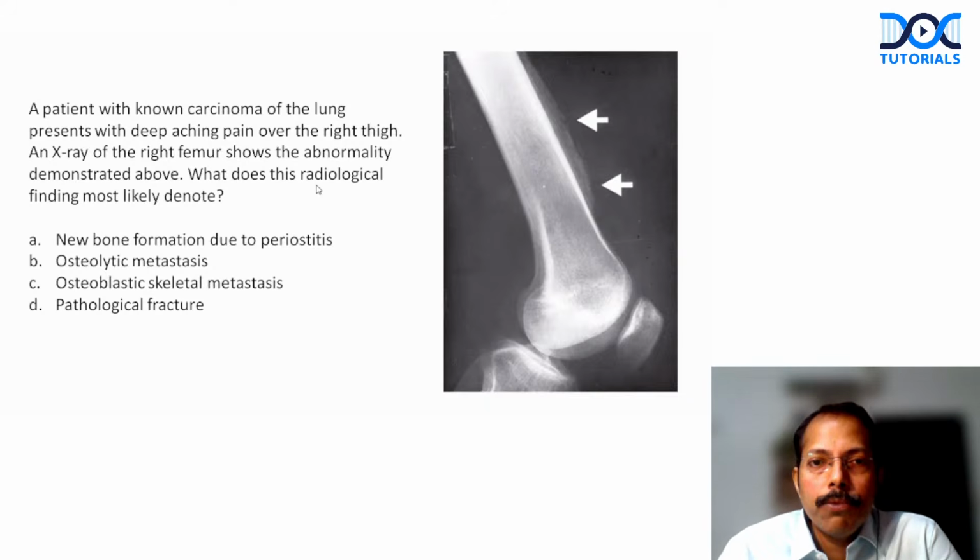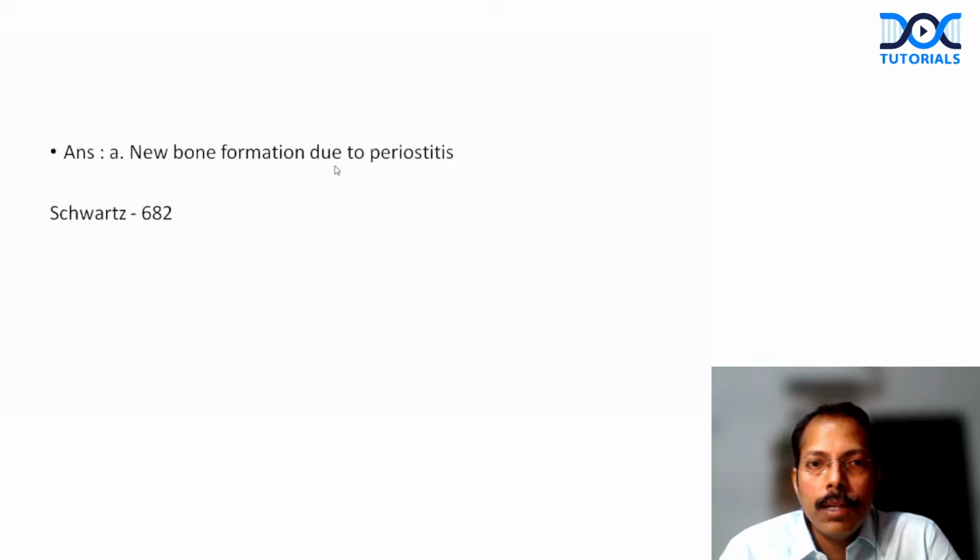So many of you could have gone through this diagram. What could be the likely possibility for the arrows that have been given? What could it be due to? The options given were new bone formation due to periostitis, osteolytic metastasis, osteoblastic skeletal metastasis, pathological fracture. So the answer is new bone formation due to periostitis.